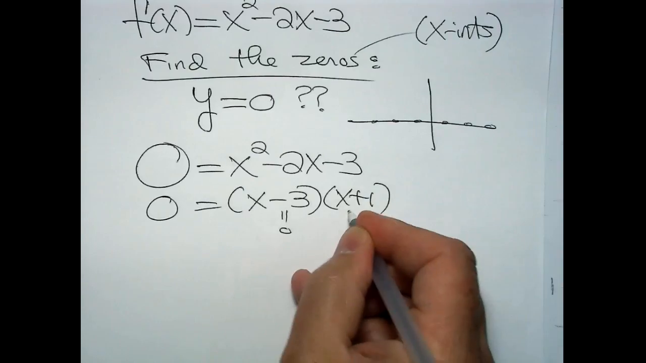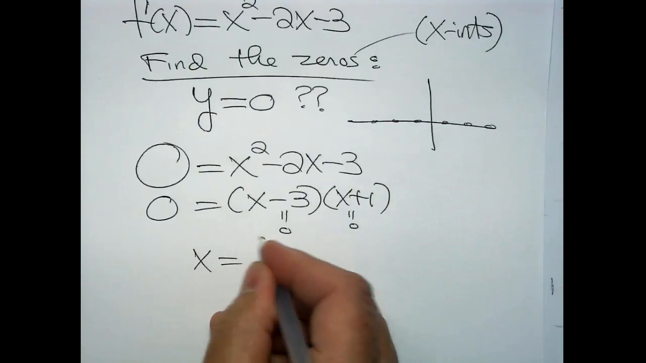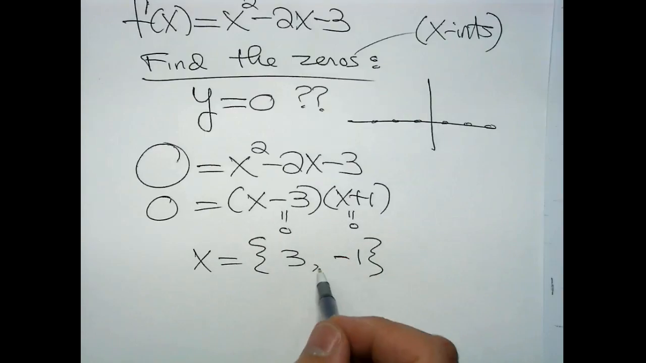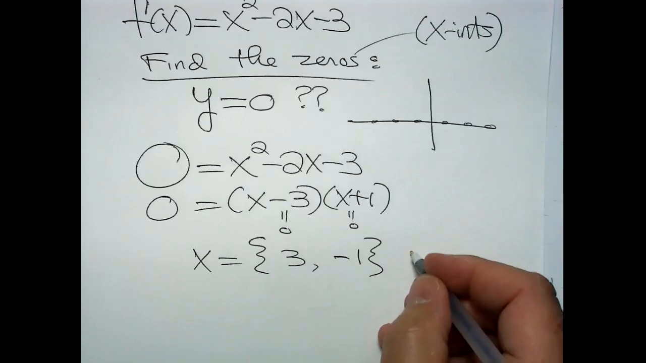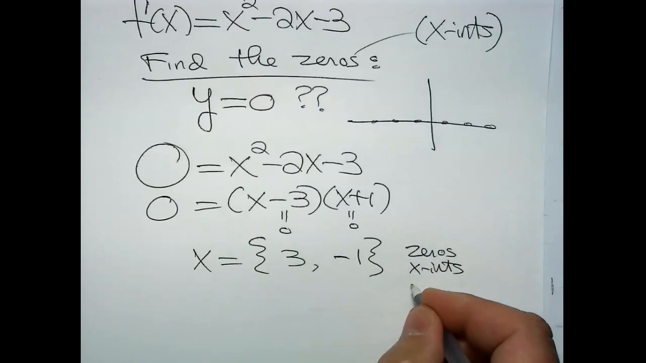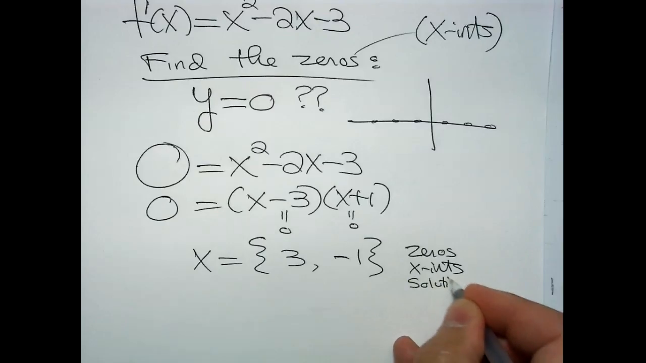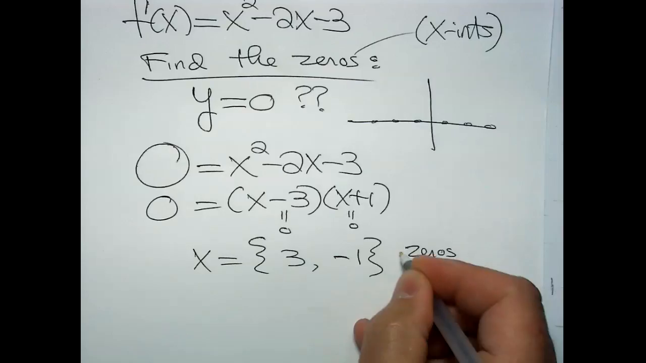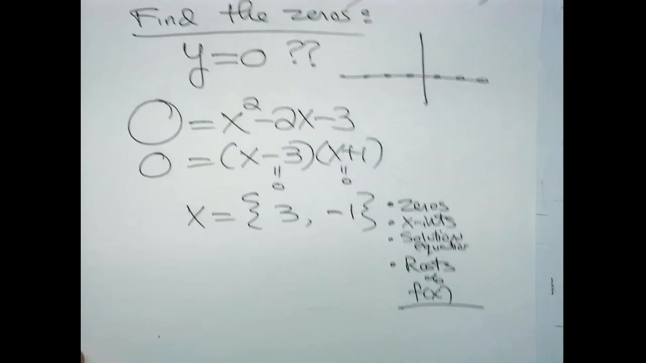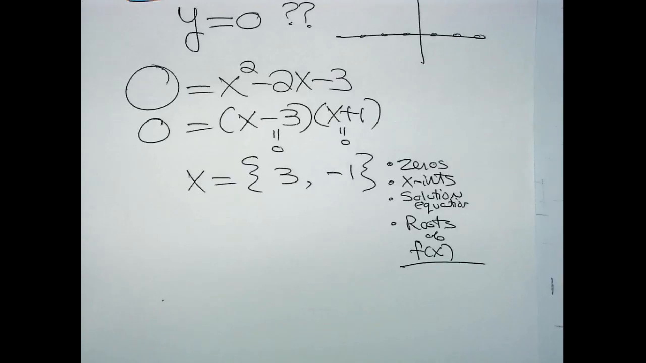We'll go ahead and factor that, and we'll set each factor to 0. And we've got our two zeros, 3 and negative 1. So not only are these the zeros of this particular parabola, they are also the x-intercepts. And of course, they're the solutions to the equation. And there's even one more name for these things. They're the roots of the quadratic f of x. So zeros, roots, x-intercepts, they're all the same thing.